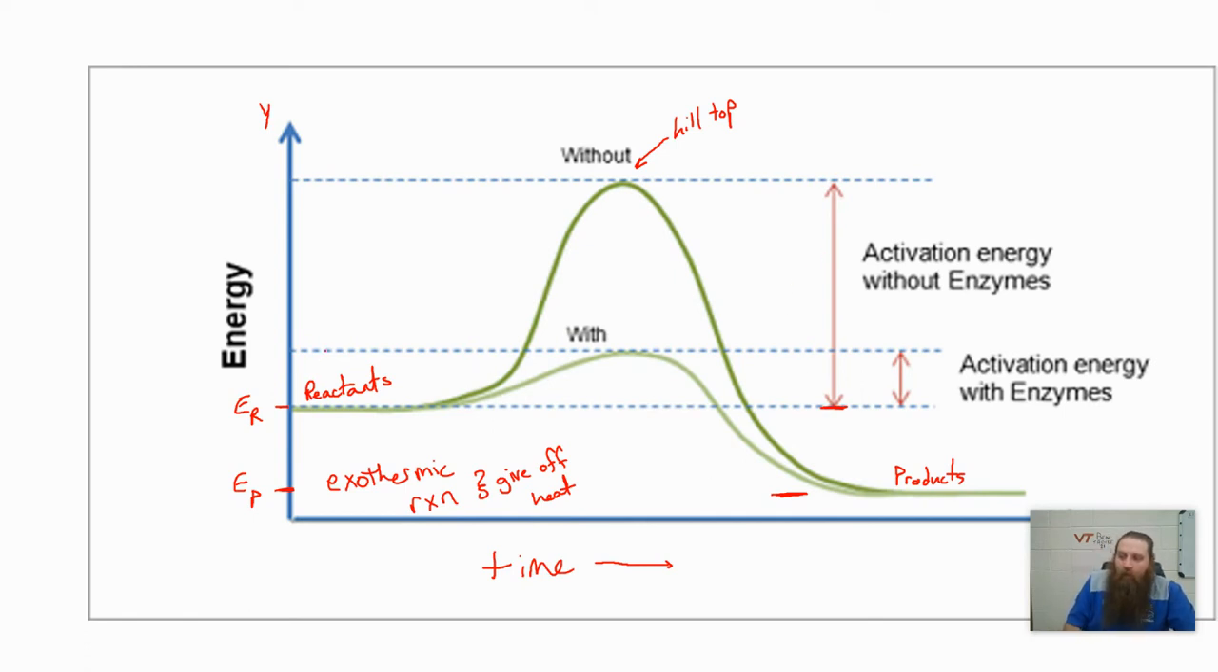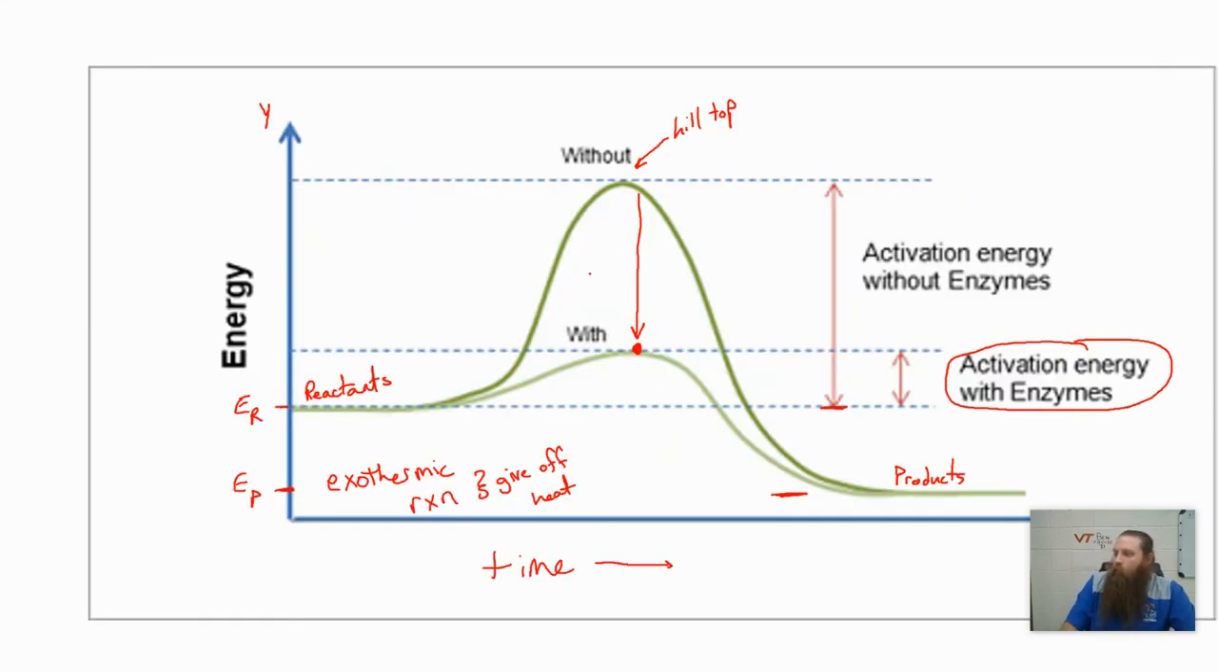Now, if you add a catalyst, we can see that the hilltop drops all the way down here. So the activation energy with an enzyme present is much lower than the reaction without the enzyme. Requiring less energy allows the cell's reactions to take place at a faster rate, without consuming so much energy from the cell to get them started. And so the cell is able to keep on kicking.